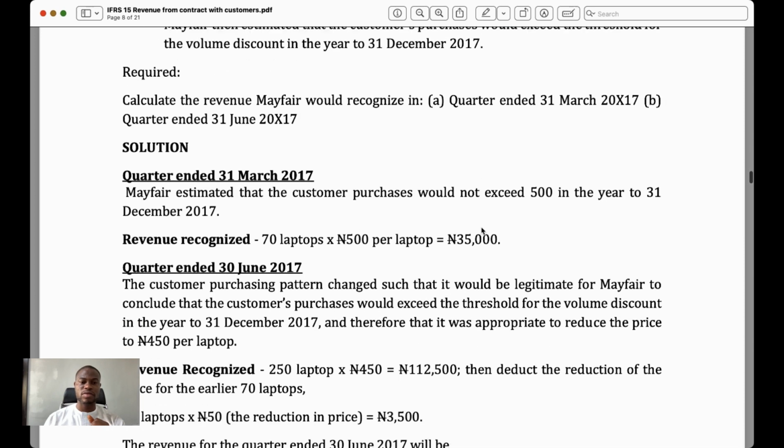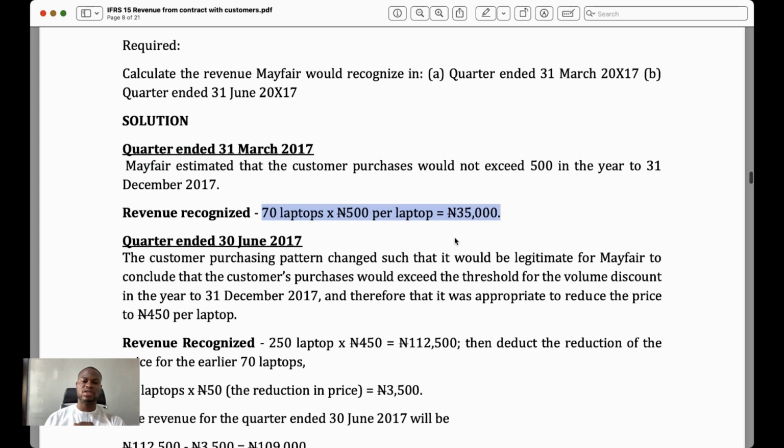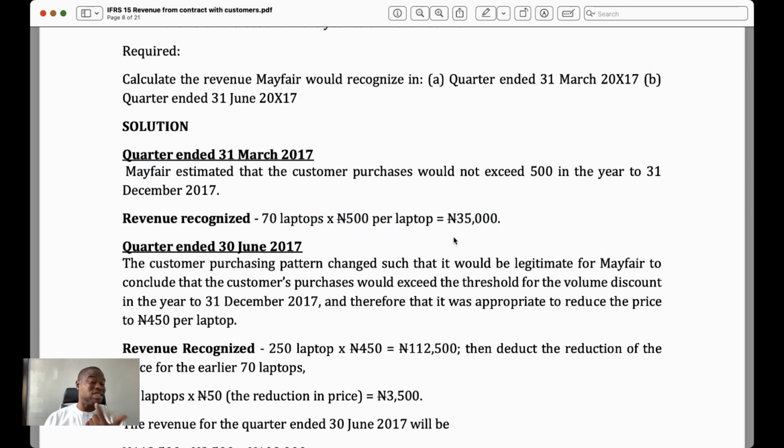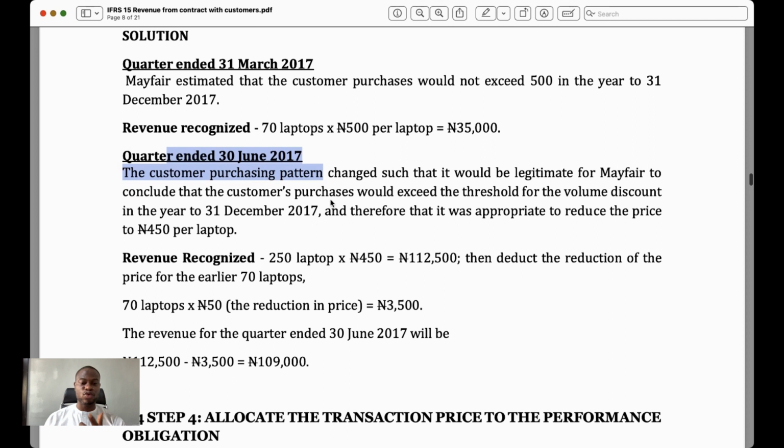And this is what I'm talking about. So in the quarter ended 31st March 2017, we simply recognize 70 laptops at 500 naira, which is 35,000 naira, because we estimated that the customer's purchases would not exceed the threshold. That was what the question told us. But in the quarter ended June 2017, we now estimated that he will meet it because he bought so much. So we recognize 250 at 450 naira first.